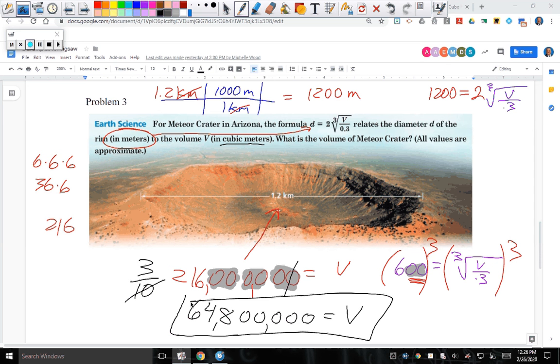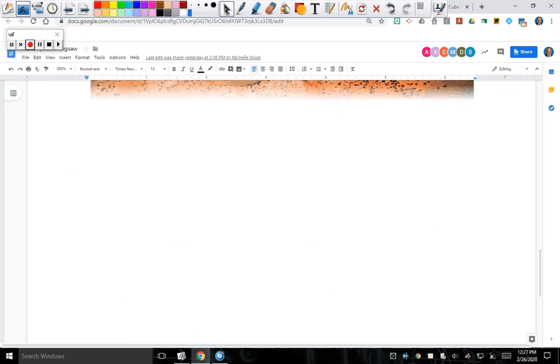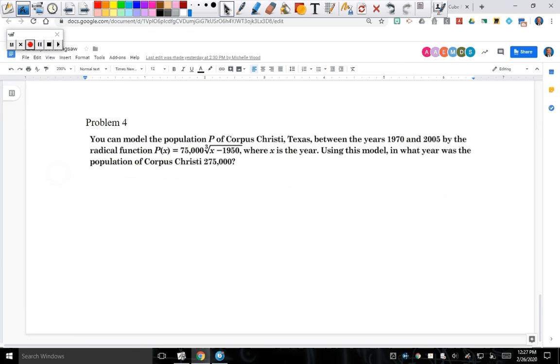Almost done. One more question, then we go eat. Questions before I go? Alright, so let's move on to our last question. It says, you can model the population P of Corpus Christi, Texas between the years 1970 to 2005 by this radical function right here, where x is the year. Using the model, I want you to tell me what year was there 275,000 people. Where do we plug in 275,000?